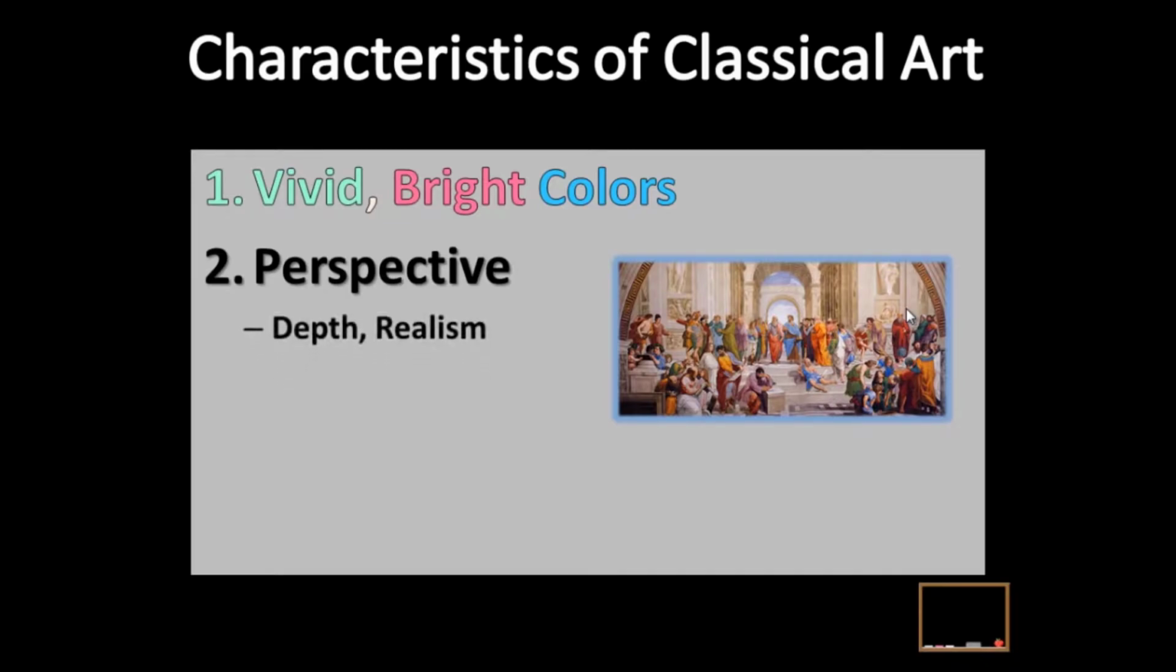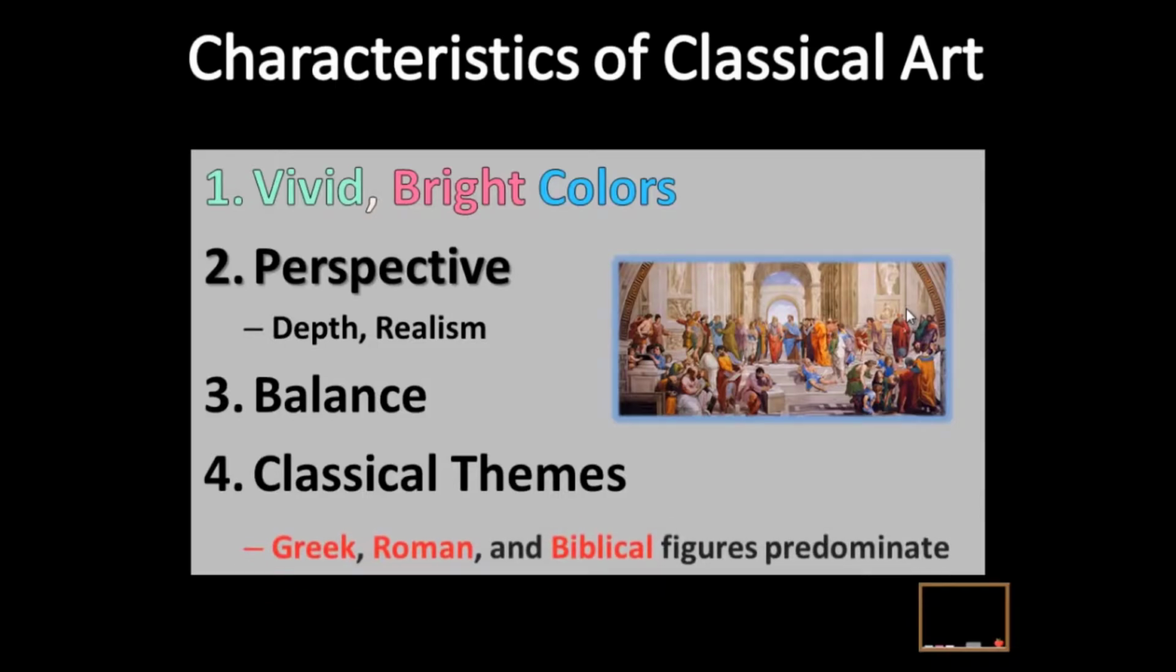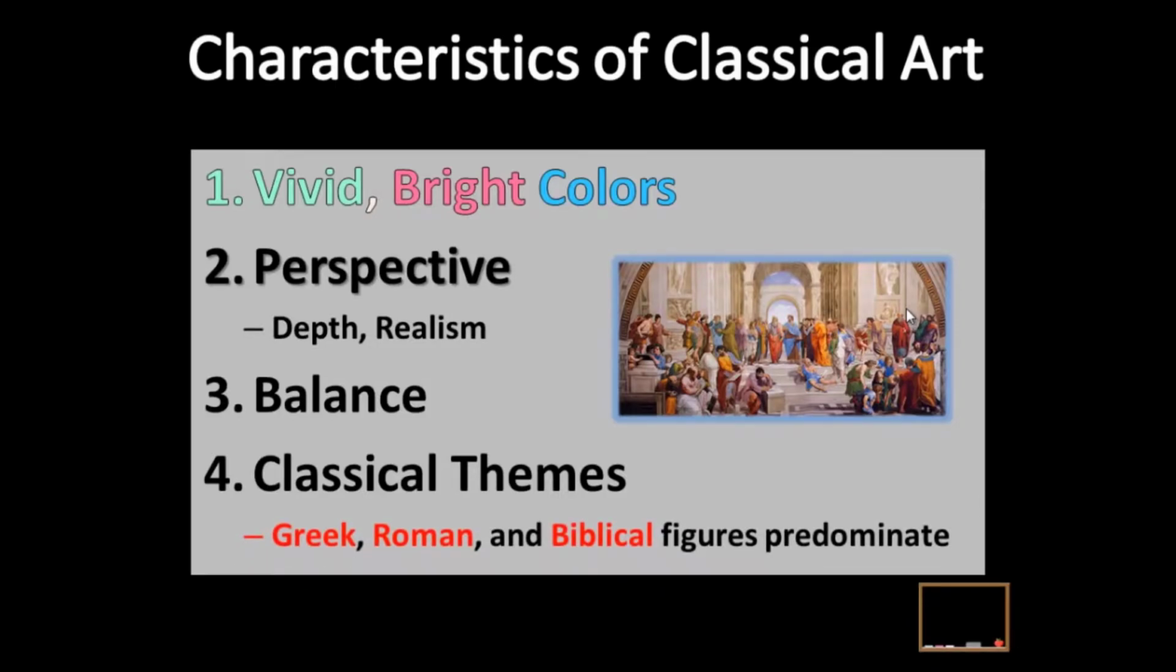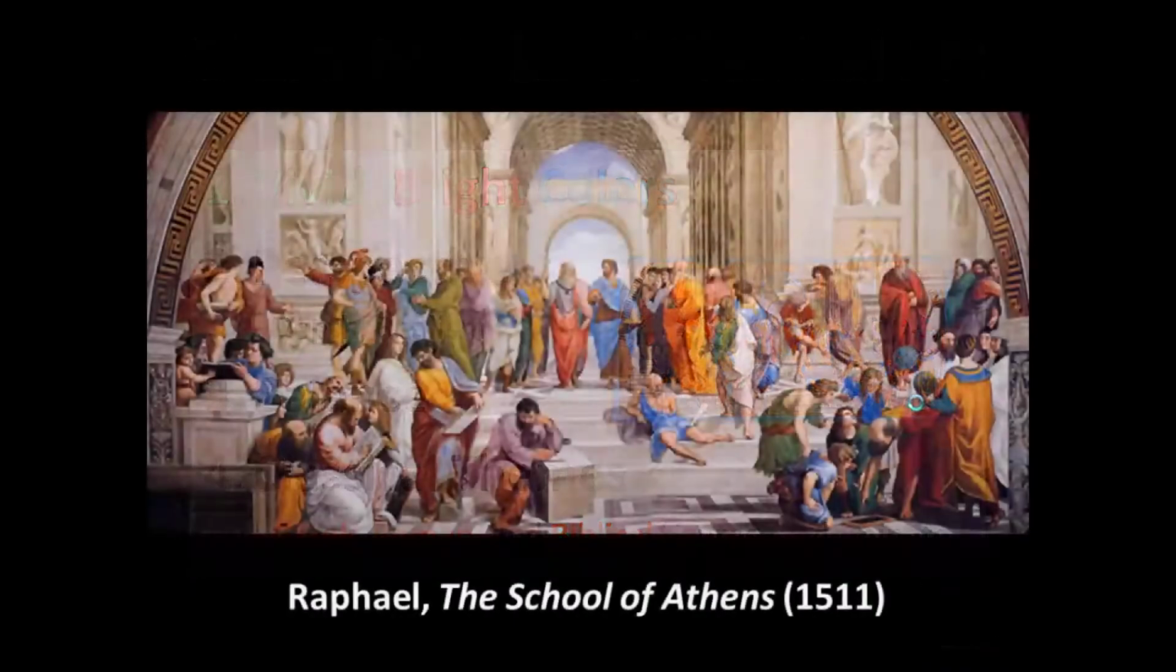So we see perspective, depth, realism. It's an attempt to portray this as if you are looking at it. Third, balance. If you look here, everything's balanced. If you see something on one side, there's something on the other side. And the fourth, classical themes. We see that Greek, Roman, and biblical themes predominate in classical art. So here you see the bright colors. You see the perspective. You can see the 3D look to it. You see the balance, that Plato and Aristotle are at the center.